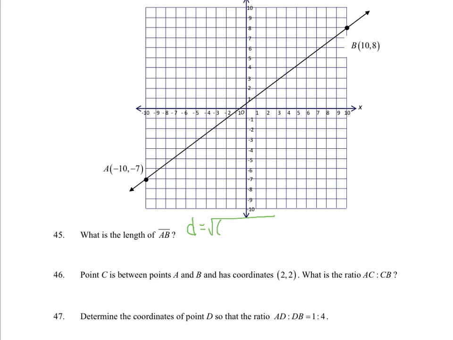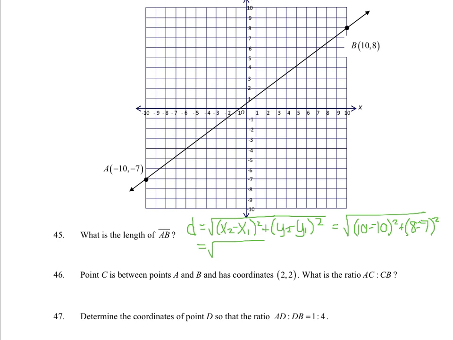Distance equals the square root of x2 minus x1 squared plus y2 minus y1 squared. And so that's going to be 10 minus negative 10 squared plus 8 minus negative 7 squared. This is going to equal 10 minus negative 10, which is 20 squared, 8 minus negative 7, which is 15 squared. 20 squared is 400. 15 squared is 225. And 400 plus 225 is 625. Square root of 625 is 25. So AB is going to be 25 units long.